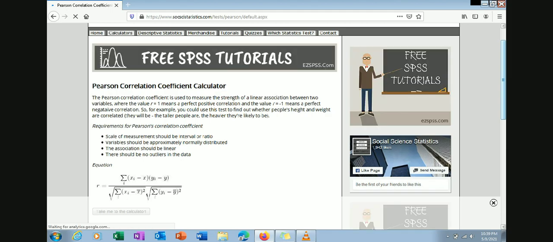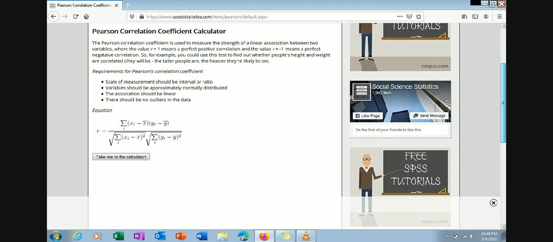Requirements for Pearson correlation coefficient: scale of measurement should be interval or ratio. Variables should be approximately normally distributed. The association should be linear, and there should be no outliers in the data. So this is the equation and the formula. Then take me to the calculation.